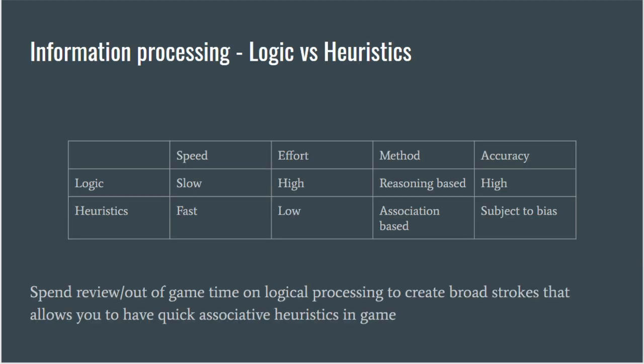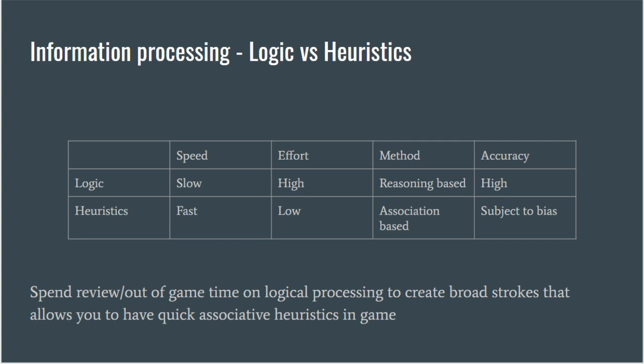So more on the information processing stage, one of the things that we have to understand is how our brains work, right? When we are in review, we are in logic mode. What we're trying to do is figure out the steps, do the math, figure out the equations to then determine if a particular course of action is the right one or the wrong one. As compared to heuristics, which is what we end up using in the game, is very quick associations that we're doing.